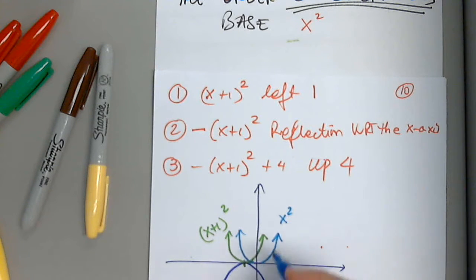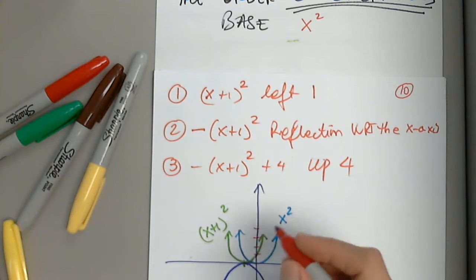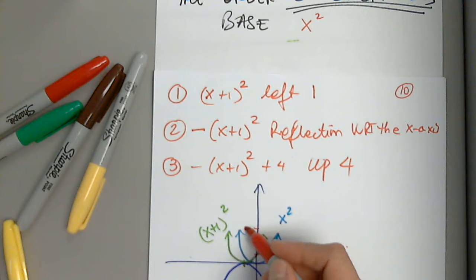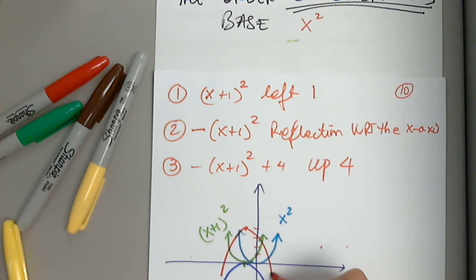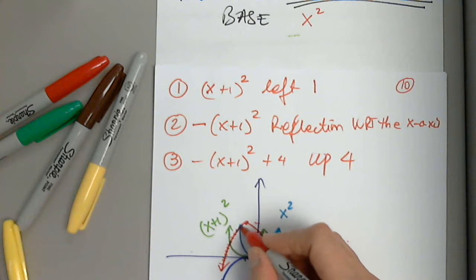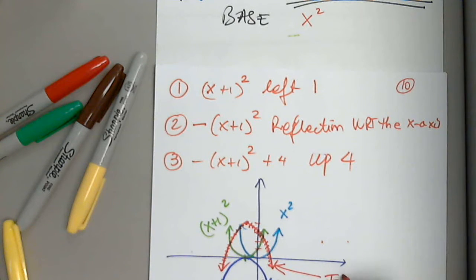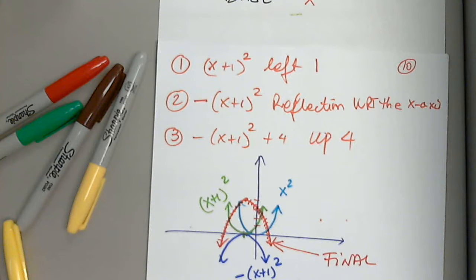It shouldn't be this wide, I'm sorry. It has to be symmetric, forgive me. So this is negative (x plus 1) squared. And then you told me to do what to this graph? Moving up 4. 1, 2, 3, 4. I'm going to move this point up here. So here's the graph. This graph, I'm just going to emphasize it so it's not confusing. This is the final graph of negative (x plus 1) squared plus 4.